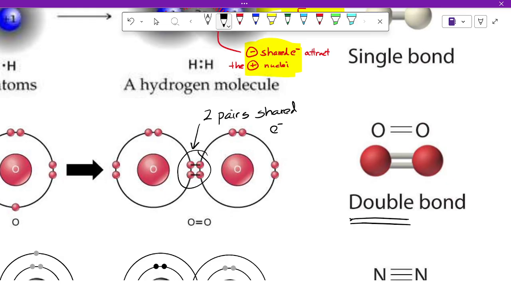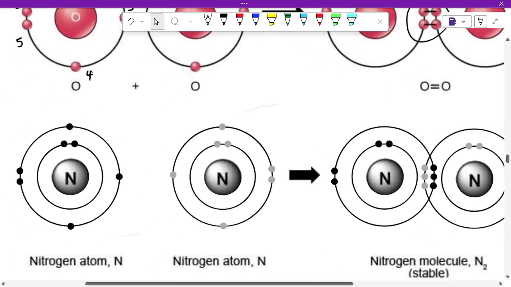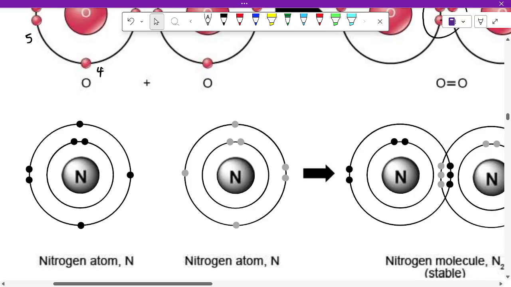Nitrogen is in group 15. How many valence electrons does it have if it's in group 15? 5, right? Group 15 has 5. Group 16 has 6 valence electrons. Group 17 has 7 valence electrons. Okay, so here's group 15. So it has 5 valence electrons. 1, 2, 3, 4, 5.